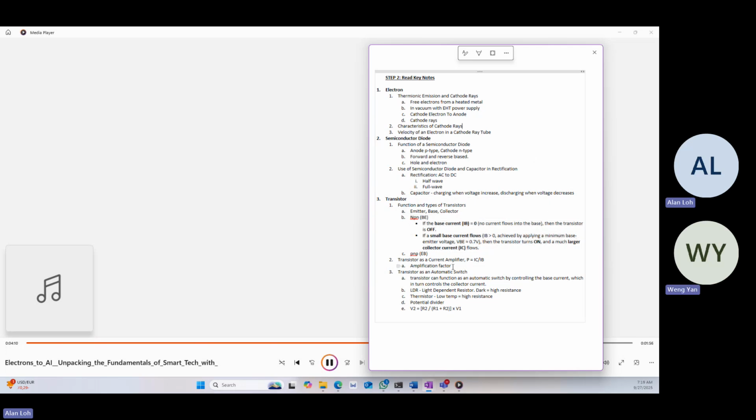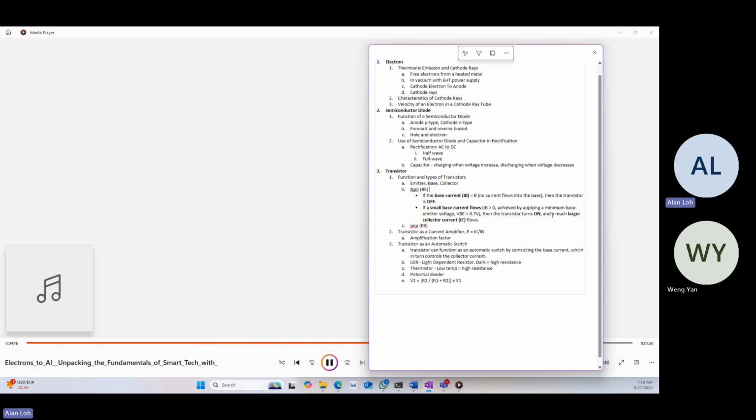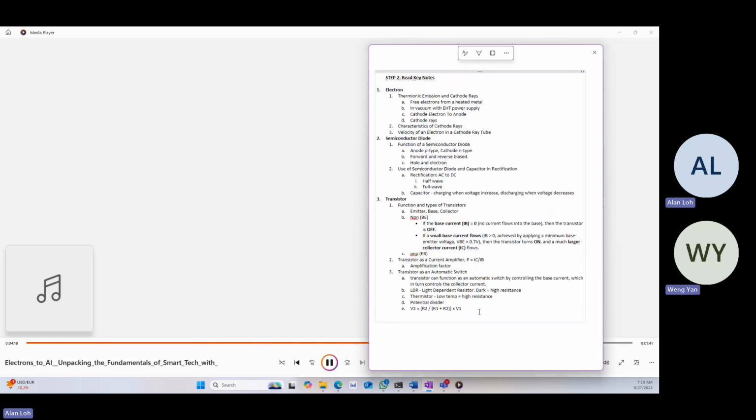Amplification, got it. But you also hear about them being switches, making devices smart. Absolutely. Their second major role is acting as automatic switches. This is where things get really clever. Imagine using a light-dependent resistor, an LDR. Its resistance changes with light, right?